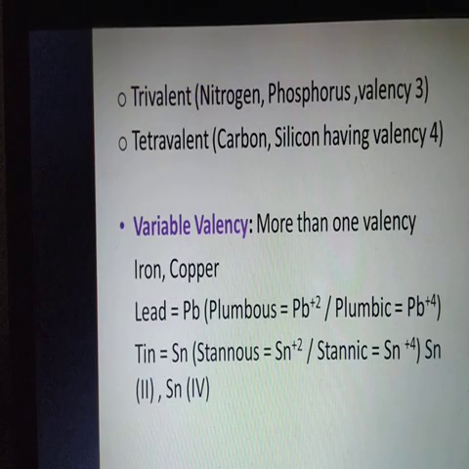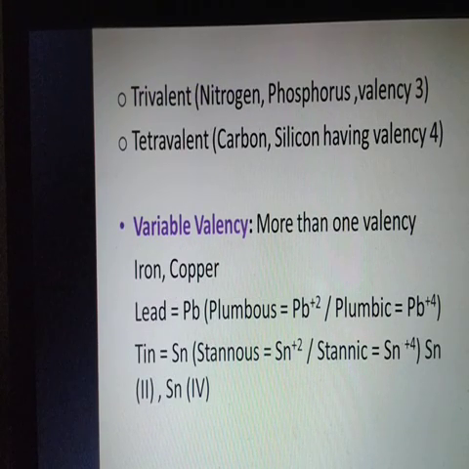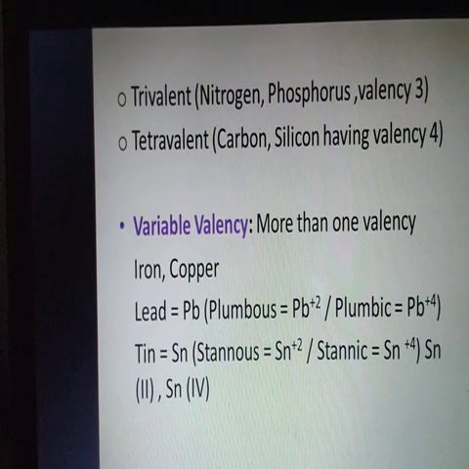Now, along with valency, we also have variable valency. Variable valency, if you remember, means elements which have multiple valencies, that is, more than one. In the previous class you probably read only about iron and copper. Ferrous, valency 2, and ferric, valency 3. Copper: cuprous and cupric, valency 1 and 2.